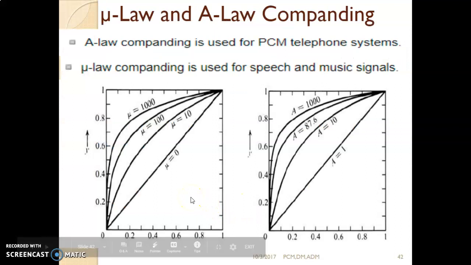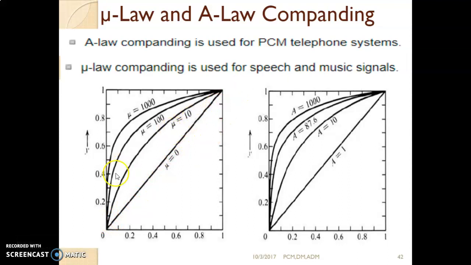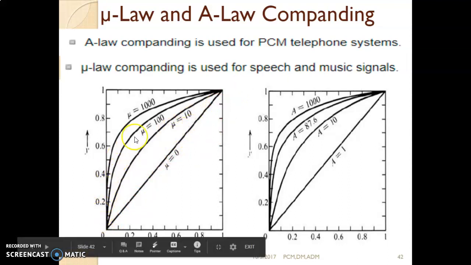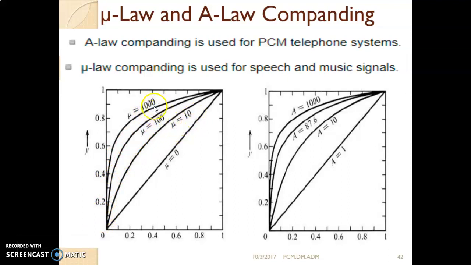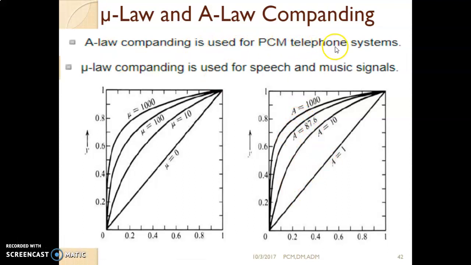Two types of companding we have: one is called mu-law and the other is A-law. You can see that when mu is equal to 0, the response is flat, there is no companding. As the value of mu increases, the companding curve increases. So mu is equal to 10, mu is equal to 100, mu is equal to 1000. The companding curves are different, and similarly you have a companding curve for A also. A-law companding is used in PCM telephone systems, and mu-law companding is used for speech and music signals.